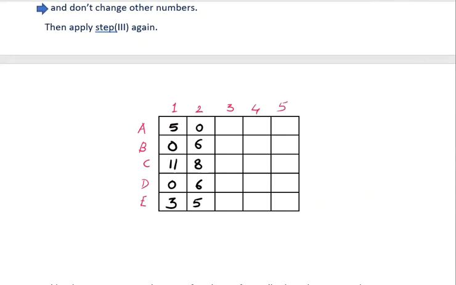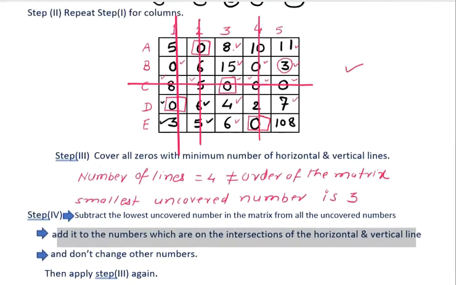Let us write down elements in the third column. Now 8 and 15 are uncovered entries, so we will subtract 3. 8 minus 3 will give you 5 and 15 minus 3 means 12. So 5 and 12 are the numbers.